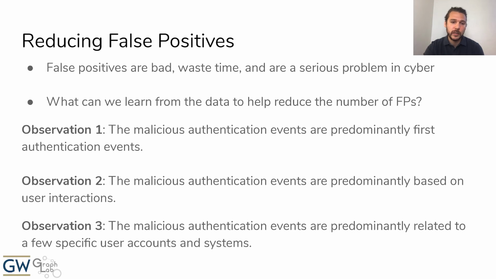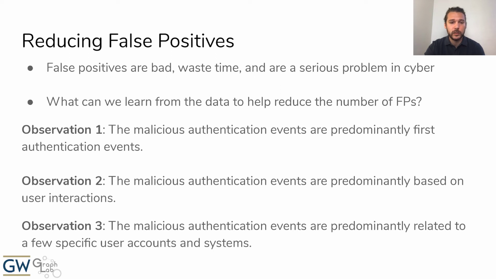So next, we set out to understand why these false positives were being generated and what we can do to help reduce those numbers. To that end, we made 3 key observations on the Lateral dataset. First, we noticed how many of the malicious events the extremely simple unknown authentication algorithm was able to detect. The vast majority of malicious authentication events in both of our datasets were in fact first authentication events.